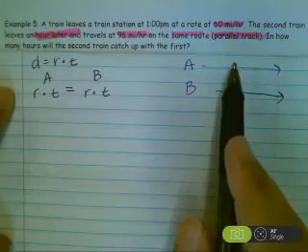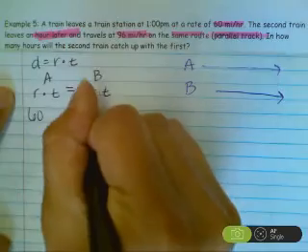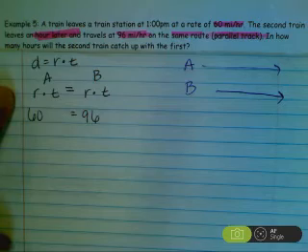I already know the rate of train A. I know that the rate is 60. I know that the rate of train B is 96. What I don't know is the time.